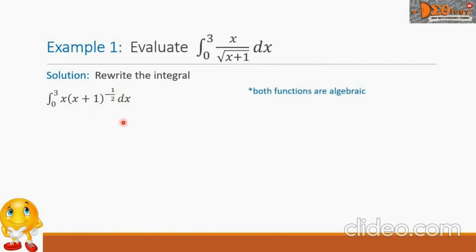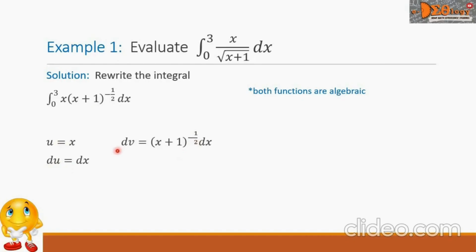Now let us choose u. In choosing u, let us select the one which is easier to differentiate. So we let u be that function x, and dv is equal to the quantity x plus 1 raised to negative 1 over 2 dx. So du is equal to dx.